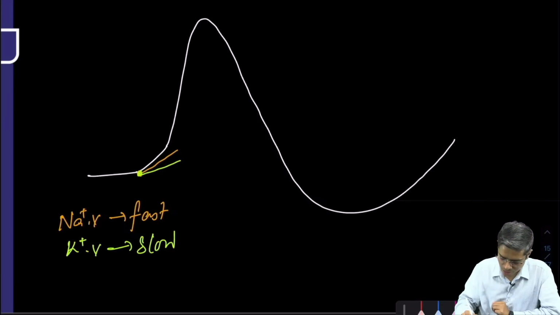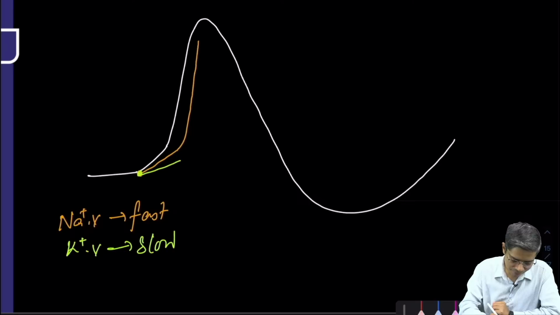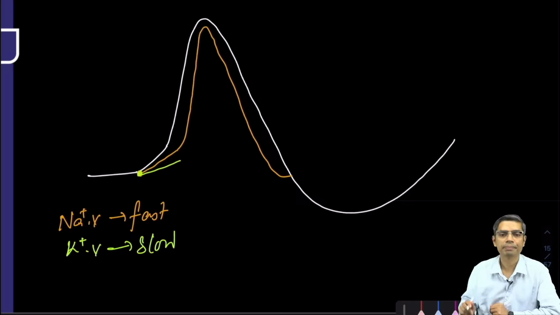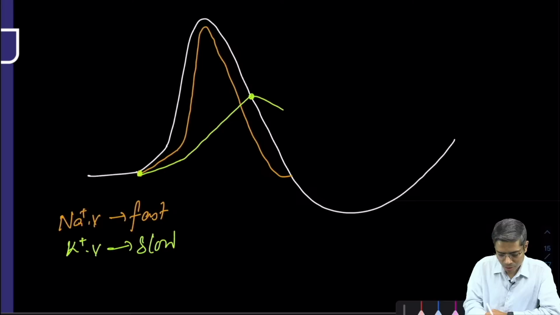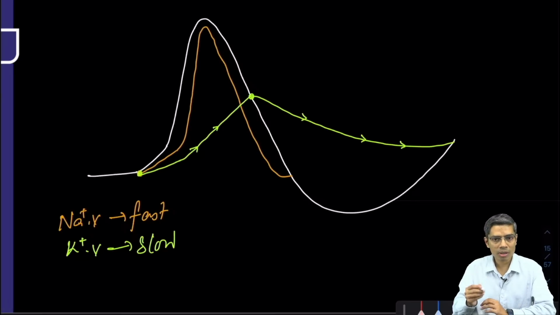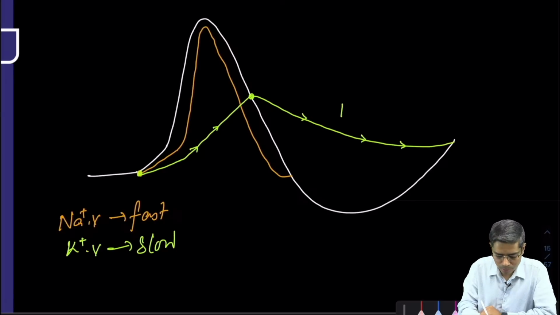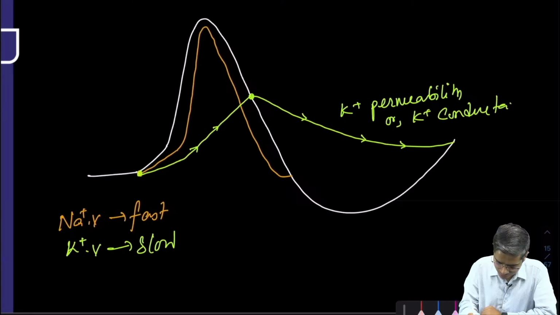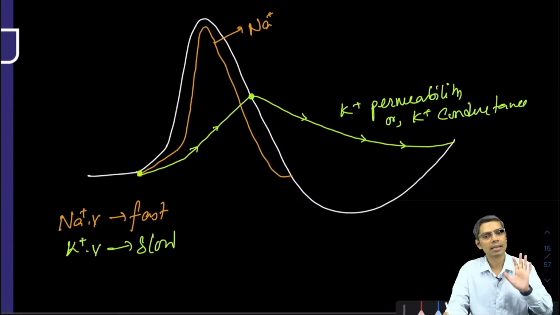The sodium channel will open up quickly and also inactivate quickly. But the potassium channel will take a long time to open completely to maximum, and then again a long time for complete closure. This green curve is the potassium permeability curve, or potassium conductance curve, and this yellow curve is the sodium permeability curve, or sodium conductance curve.